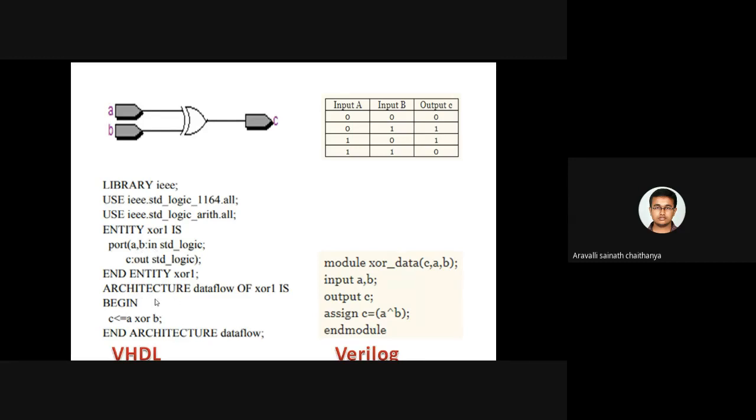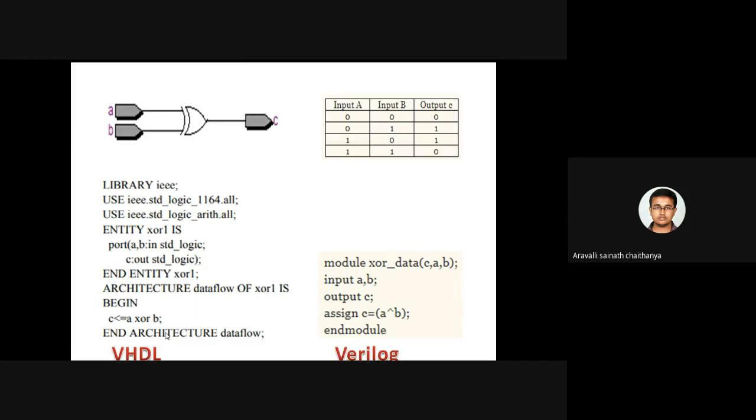And what about the logic? Inside my module, I need to develop the logic, right? That is the architecture. Architecture dataflow of XOR1 is. So what is in the architecture? C is less than or equal to A XOR B. XOR is a keyword again here. End architecture. That means I completed the definition of the architecture.